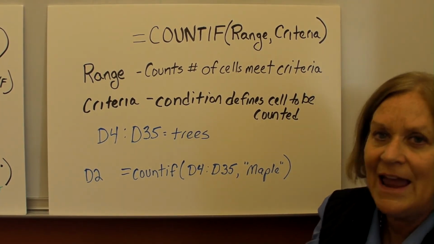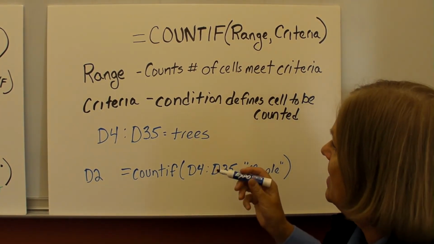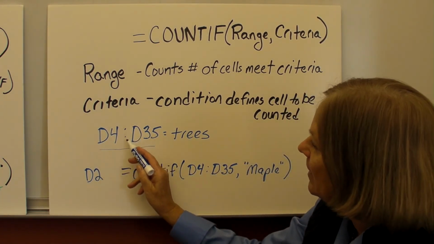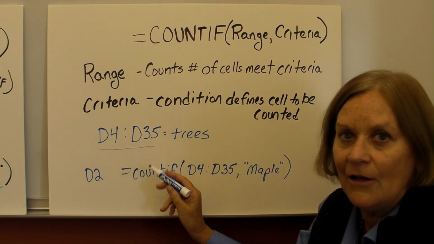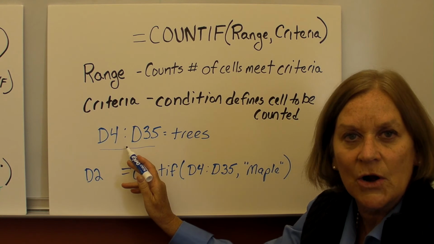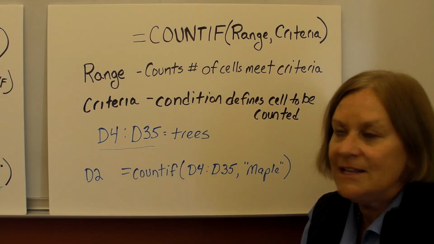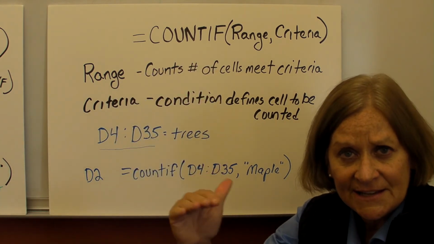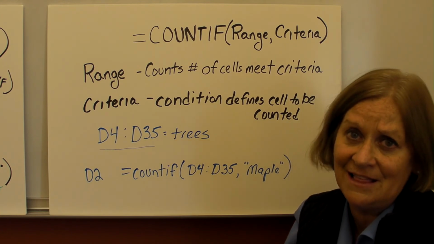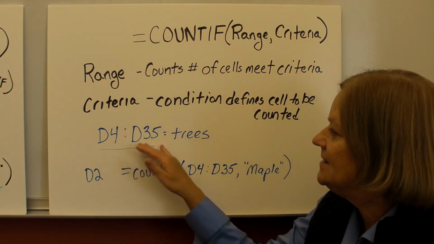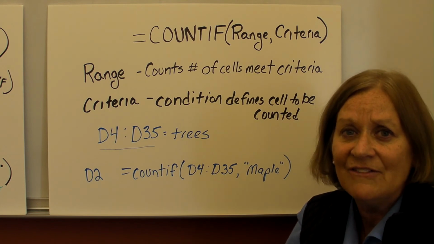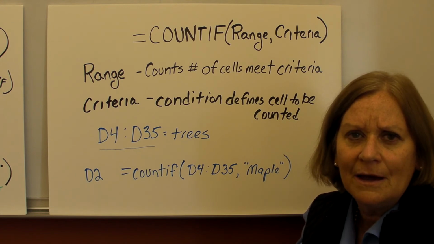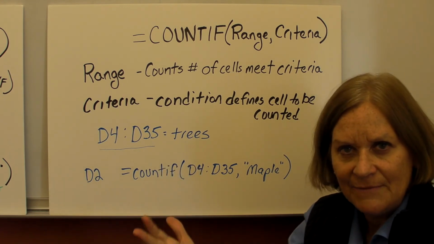Now remember, a range is identified by the first cell separated by a colon from the second cell. So when I have the range D4 colon D35, that means I'm going to be looking in the range D4, D5, 6, 7, 8, the whole way down to D35. Now let's say in this range D4 to D35, I have various trees: oak, maple, pine, and all kinds of trees.